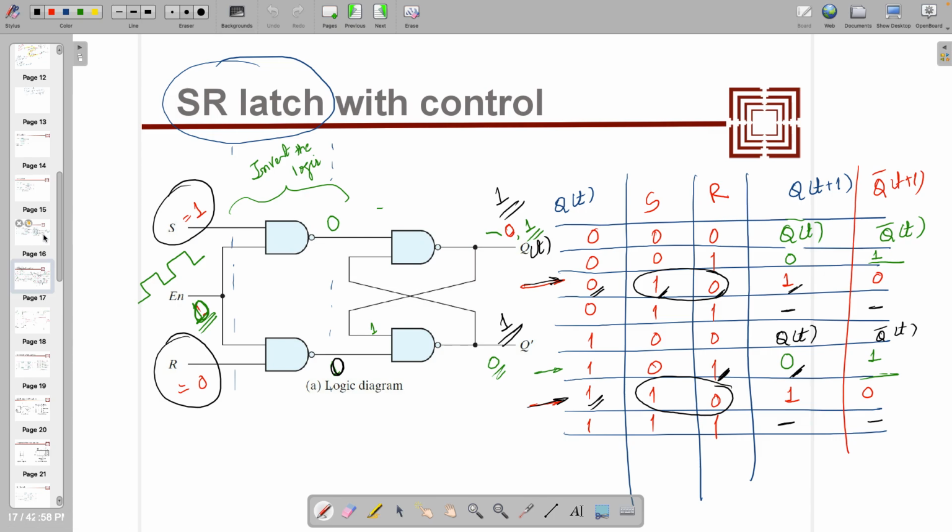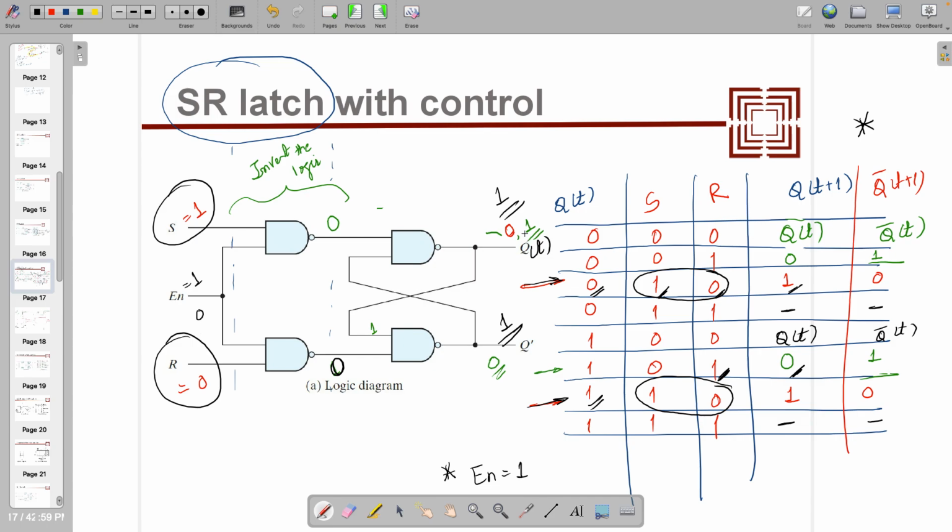Charmi? Yeah. Sir, why are we not considering the enable in the truth table? Because it's 1 only. If it is 0, so it's a star condition, like when enable equals 1, then this table is true. If it is 0, then irrespective of what inputs you are giving, the outputs are going to be latched to the previous condition.